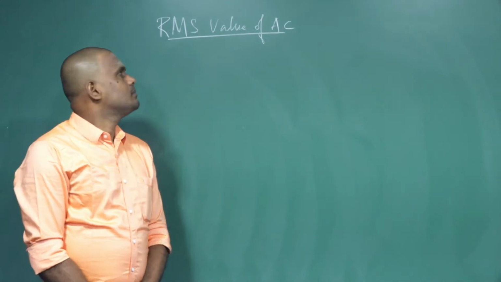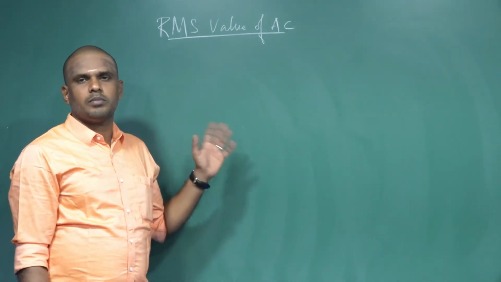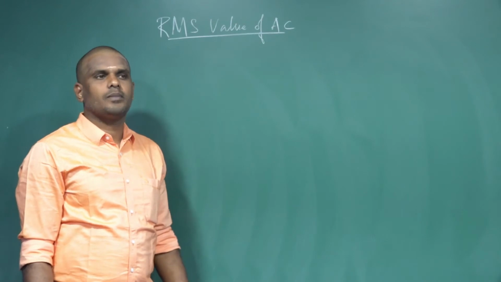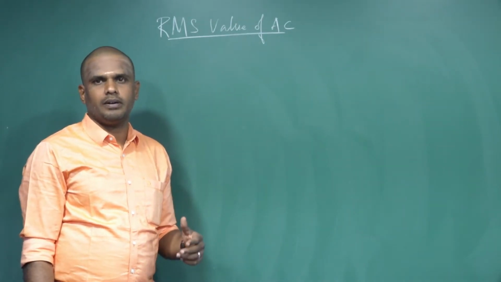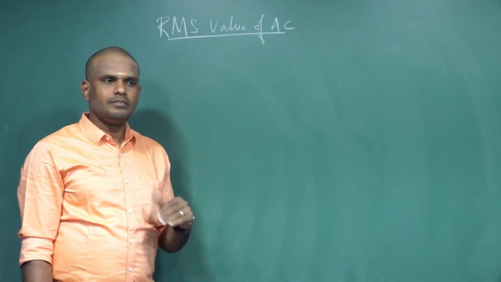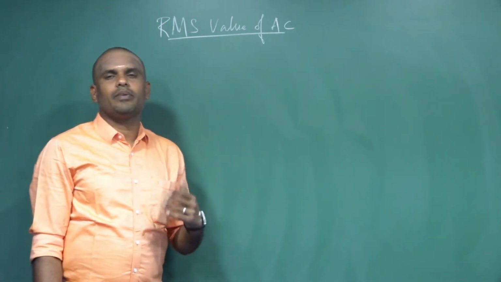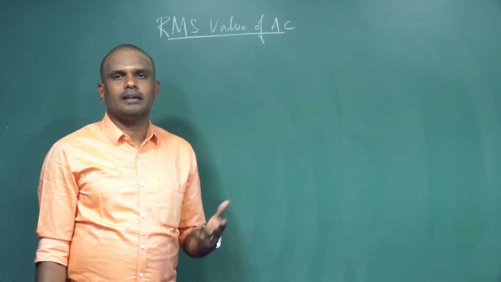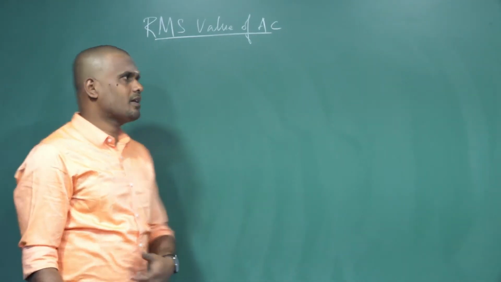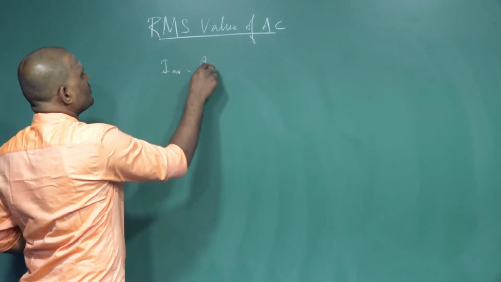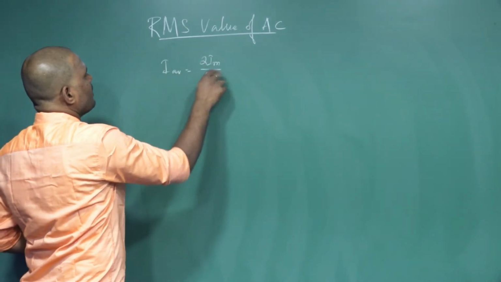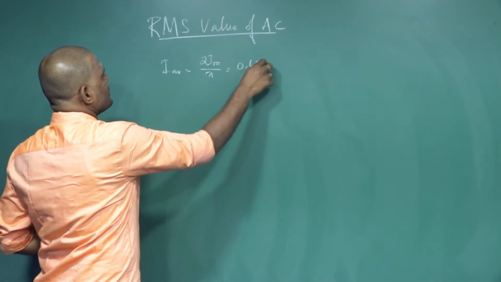Hello dear students, today we are going to discuss the RMS value of alternating current. In the previous section, you discussed the average value of alternating current, the average or mean value over one complete cycle. You might have got the expression I average is equal to 2Im divided by pi, which is 0.637 times that of Im.